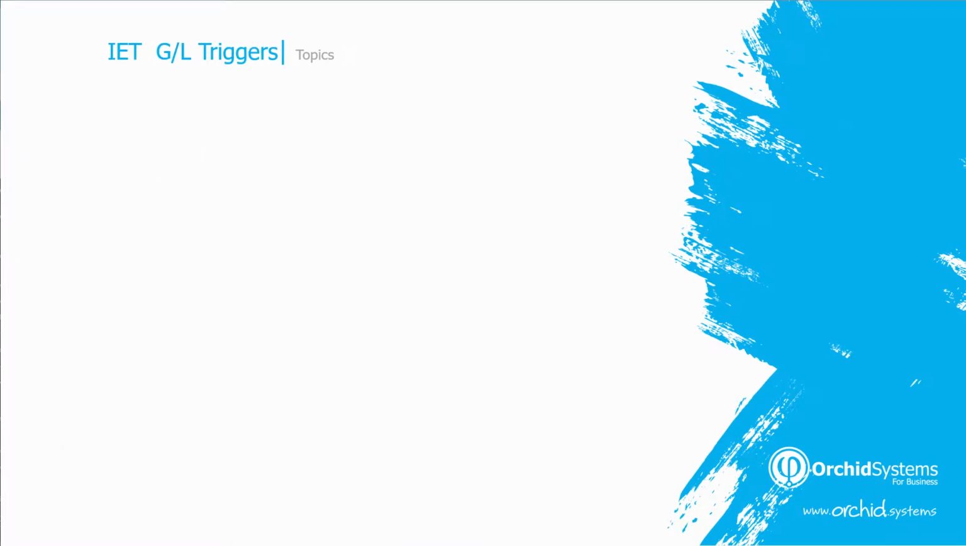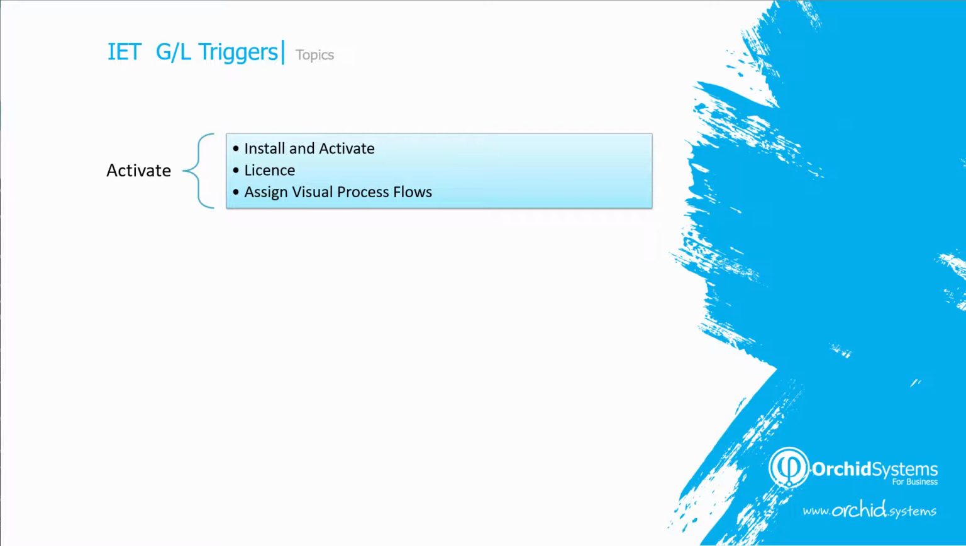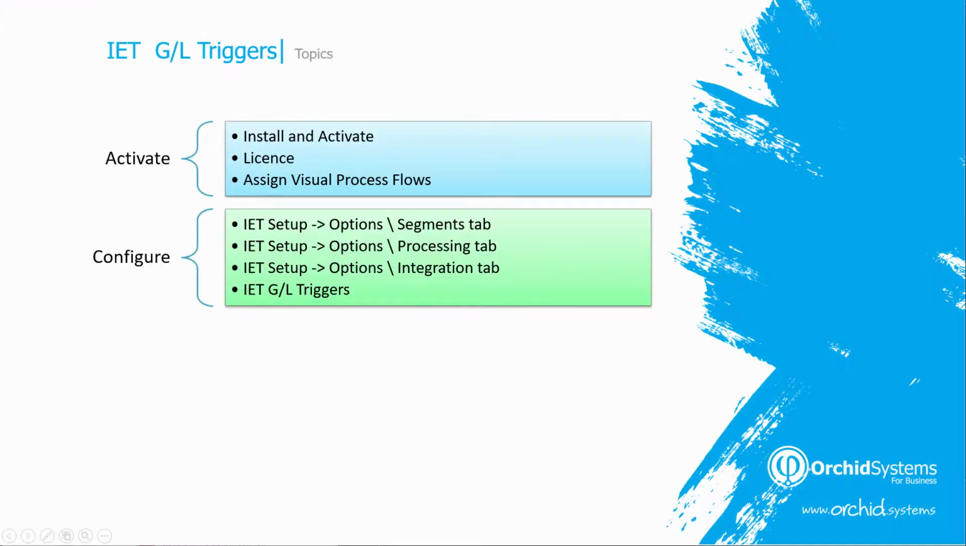The topics we're going to cover in this training video are installing and activating the module, checking the license file, making sure that you have Inter-Entity Single or Inter-Entity Multi installed, and assigning the visual process flows, as we have a visual process flow for the setup of GL triggers, which assists you in this setup. After activating, we're going to configure the triggers in Inter-Entity Setup options on the Segments tab and on the Processing tab, and create the trigger entries in the GL Triggers screen.